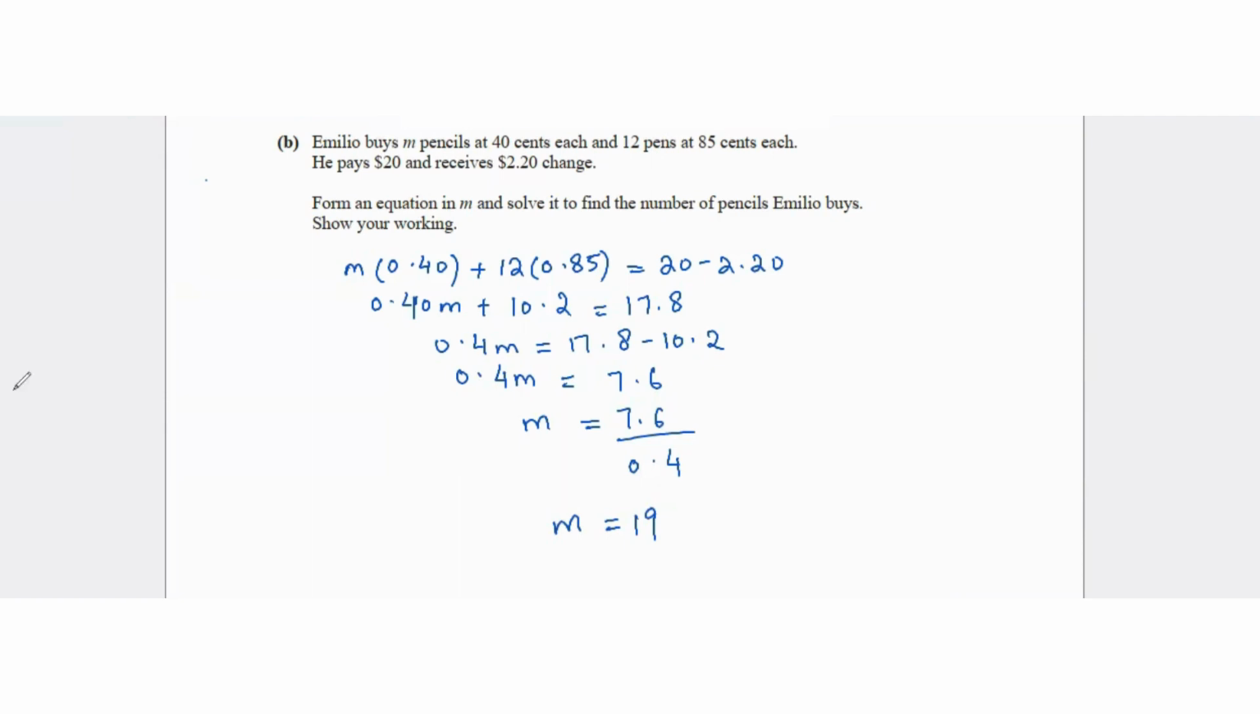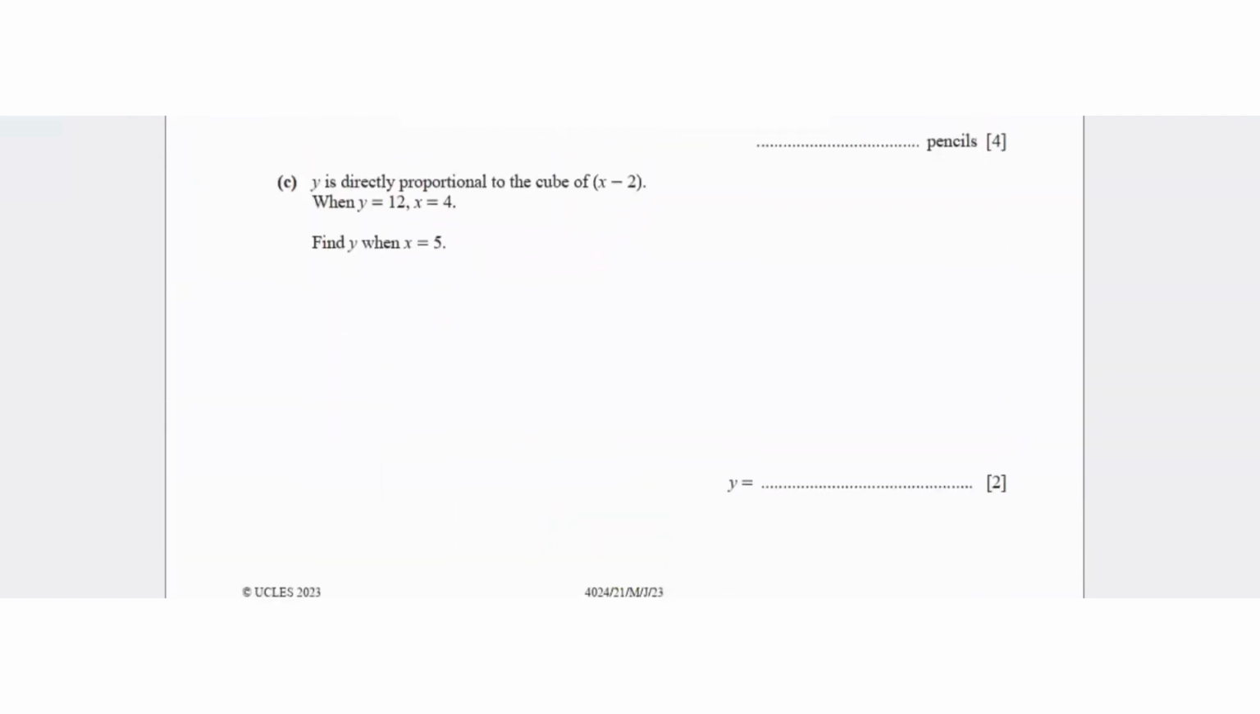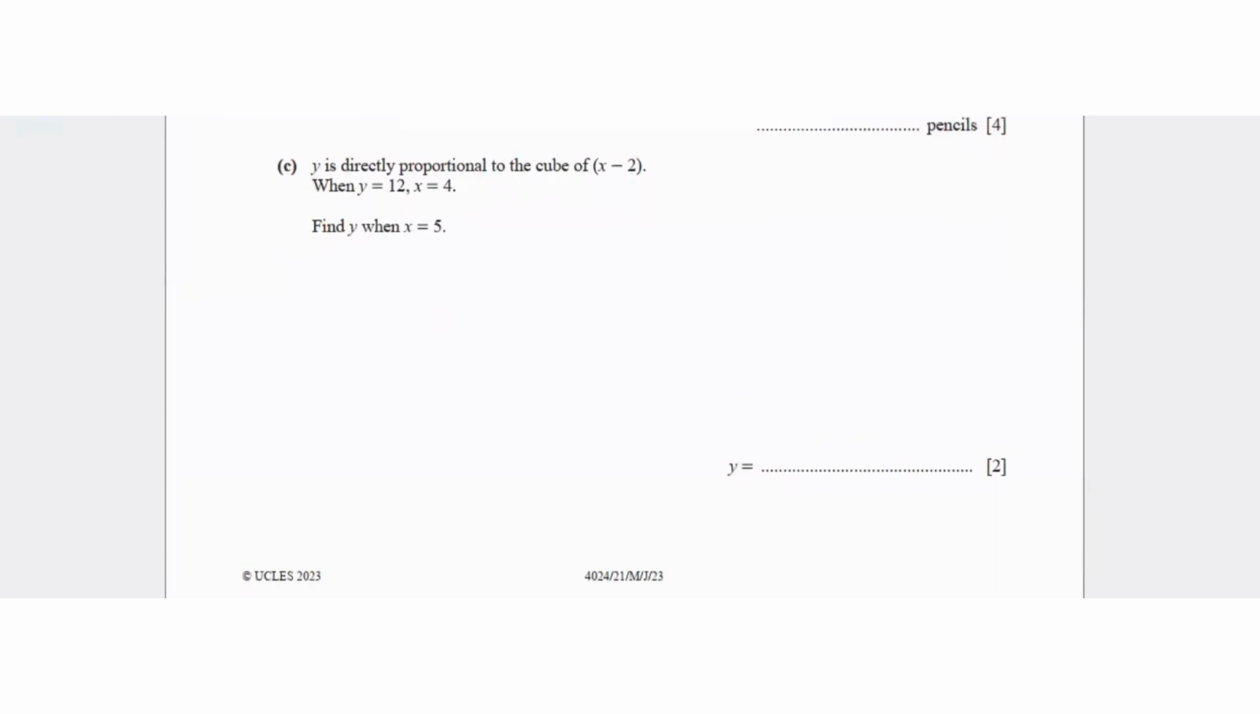Then in the next part, it's saying y is directly proportional to the cube of x minus 2. y directly proportional to the cube of x minus 2 means y equals k times x minus 2 cubed. We substitute the values of y and x to find the value of k first. So 12 equals k times 4 minus 2 cubed. 12 equals k times 2 cubed.